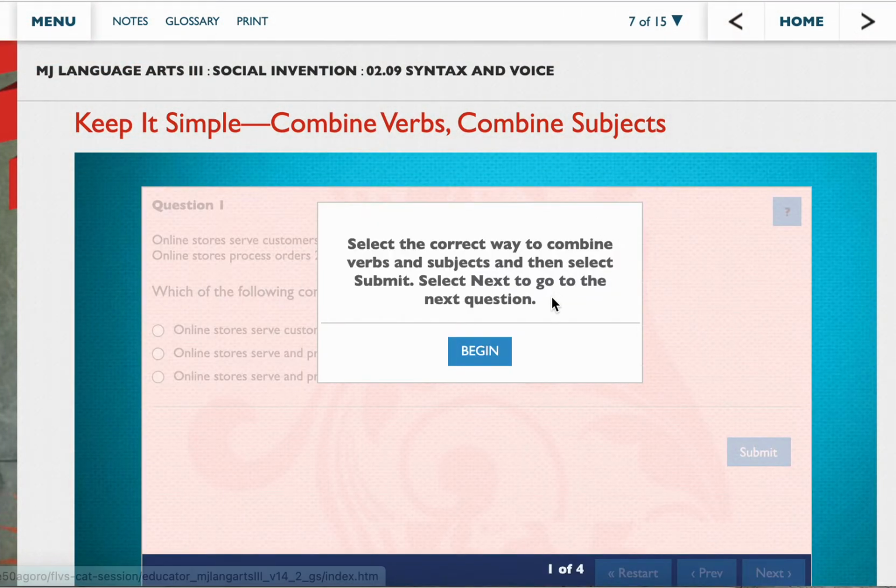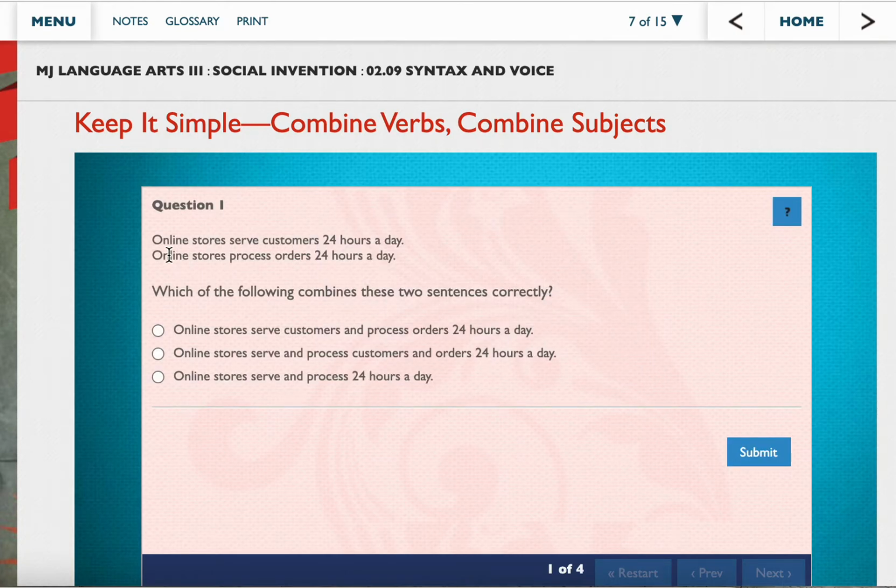Combine verbs, combine sentences. Select the correct way to combine verbs and subjects and then select Submit. Select Next to go to the next question. Online stores serve customers 24 hours a day. Online stores process orders 24 hours a day. Which of the following combines these 2 sentences correctly?